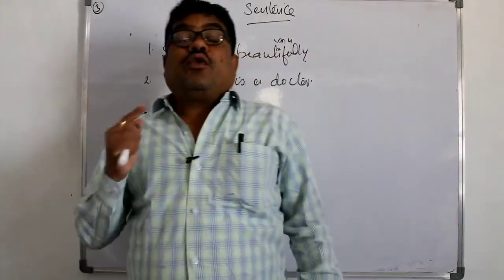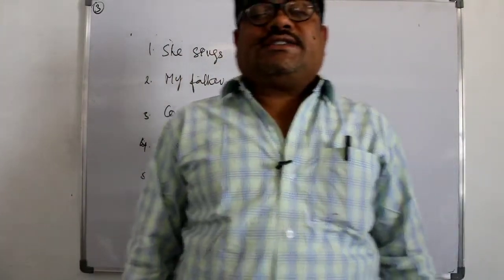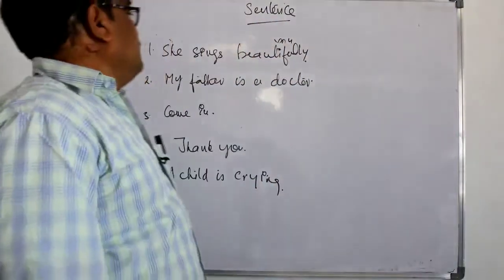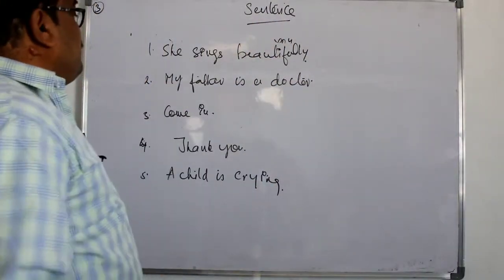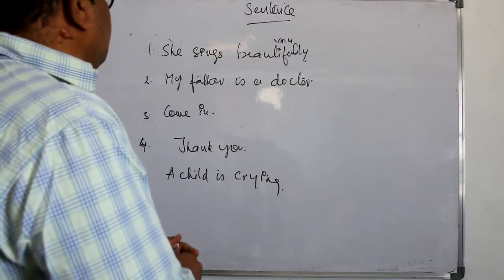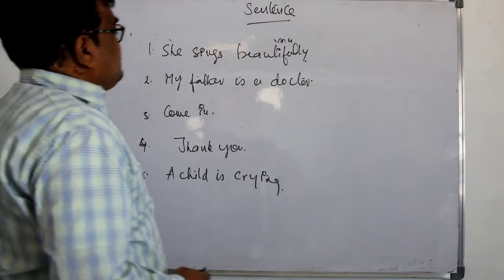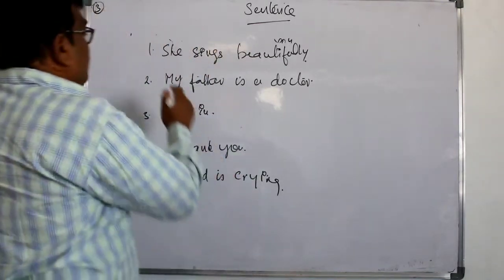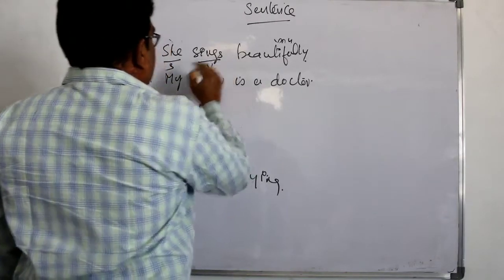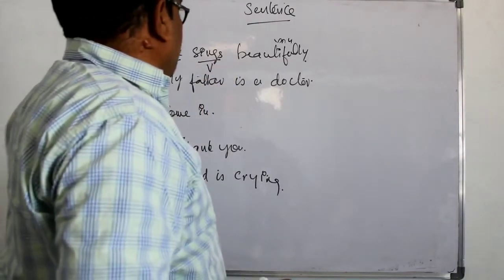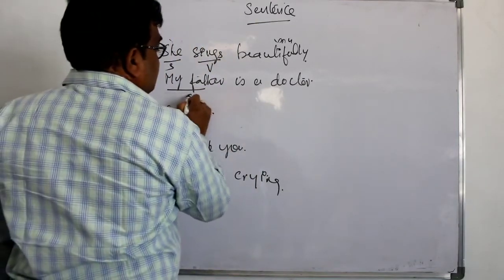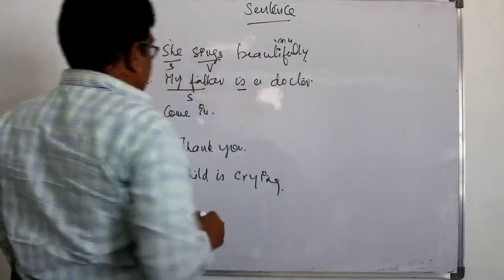Before winding up, I have taken five examples and we will try to know the subject and the verb. Here we will have a small test to understand better, especially because students must understand that. First example is: She sings beautifully. Here she is the subject and sings is the verb. Next we do have: My father is a doctor. My father is the subject and is is the verb here.